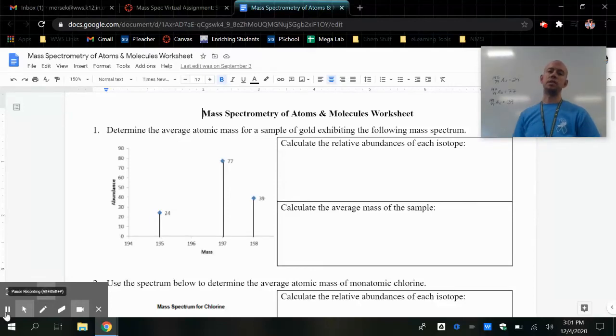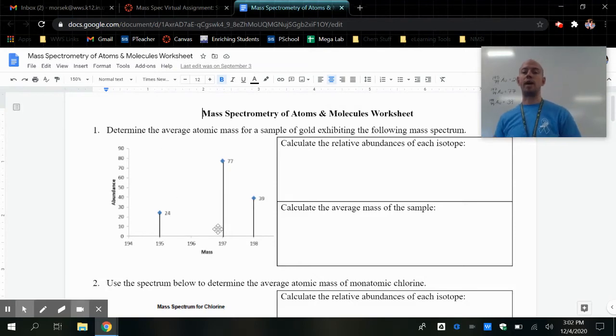Hi, with this video and this worksheet, we're thinking about what I can do once I have a mass spectrum, or how I can interpret that to understand more about my atoms, my elements, and specifically their average atomic mass. So right here, this is a mass spectrum for a sample of gold. The abundance is the y-axis, how much of that isotope I have. The x-axis is the mass of those.